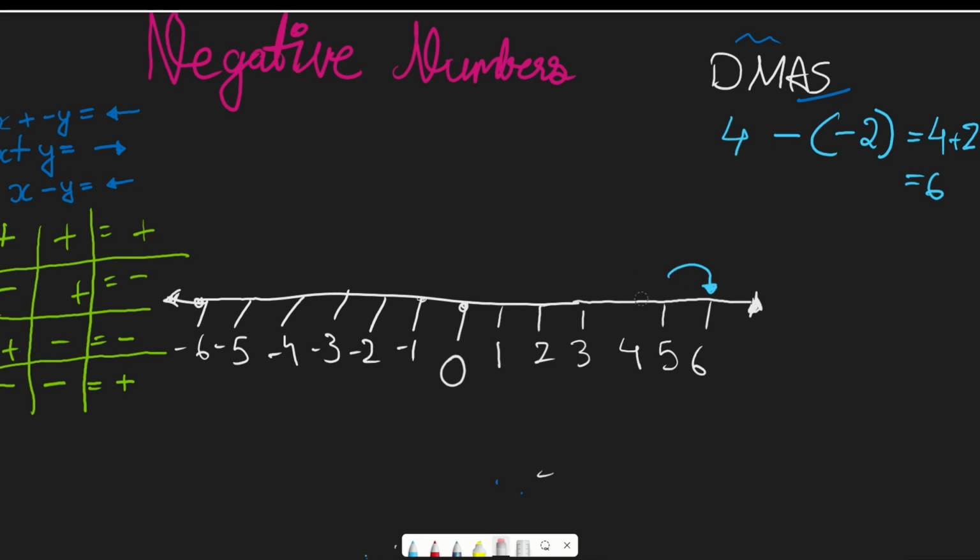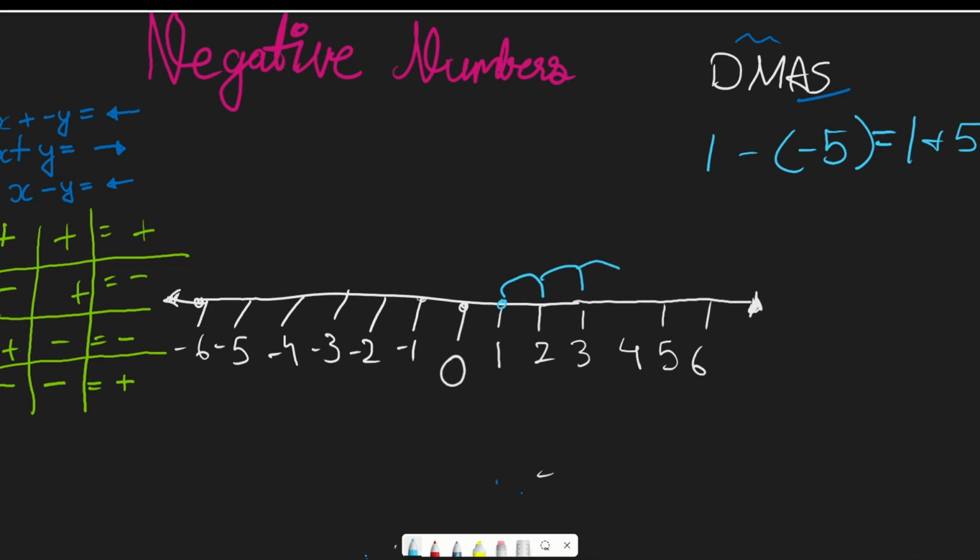Right? Now let's take another example. 1 minus minus 5. So 2 minuses make a plus, so you get 1 plus 5. Locate 1 on the number line, move 5 steps to the right. 1, 2, 3, 4, 5. Our final answer is 6. See, pretty easy, right?